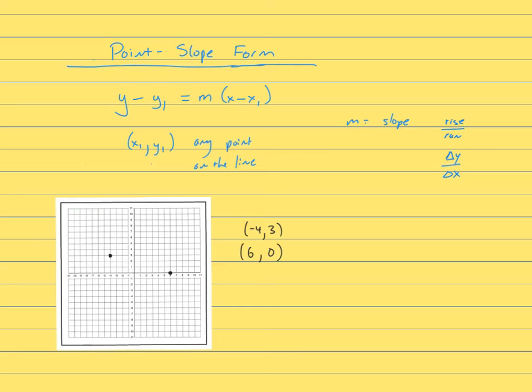The x1 and y1 are representative of any point that you choose on the line. So the y and the x are your variables. They stay letters, y and x. They represent whatever it is in the situation we're looking at. But the x1 and y1 will eventually be numbers.